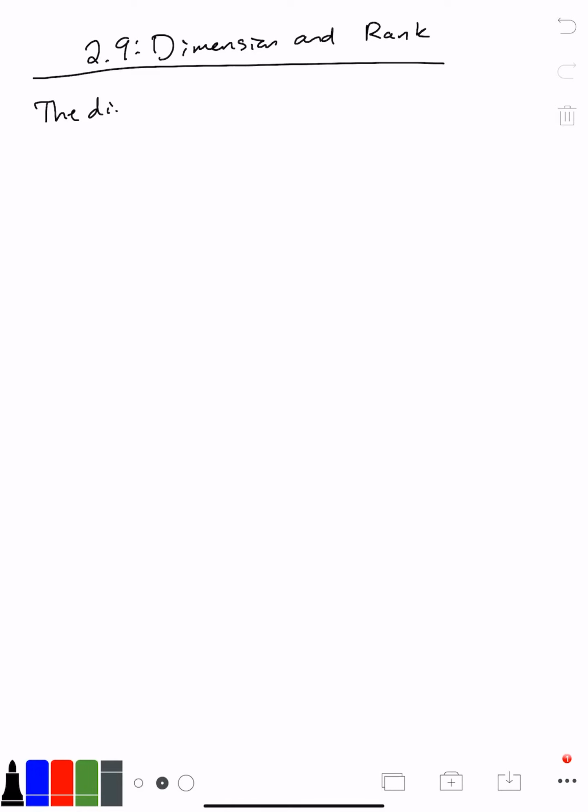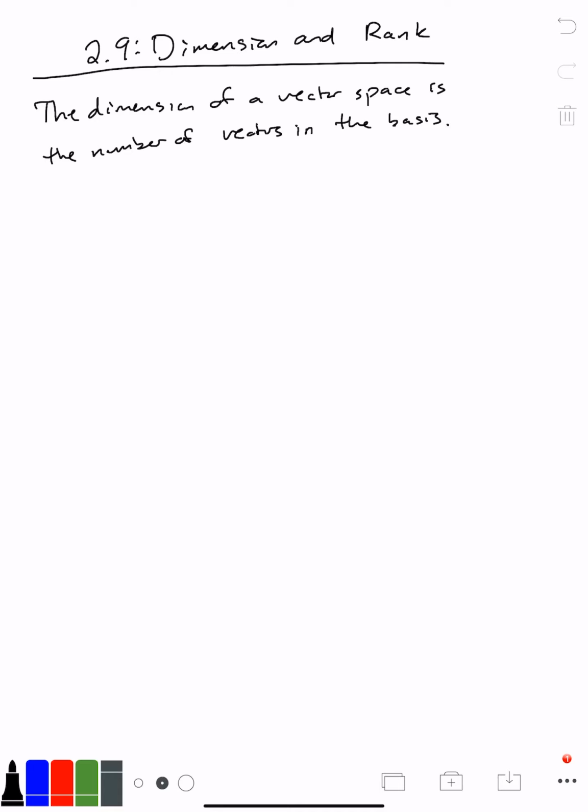The dimension of a vector space is the number of vectors in the basis. So in the last section we learned how to find the basis, and we had written out what the basis was. Now we don't even care exactly what the basis is. All we care is how many vectors there are.